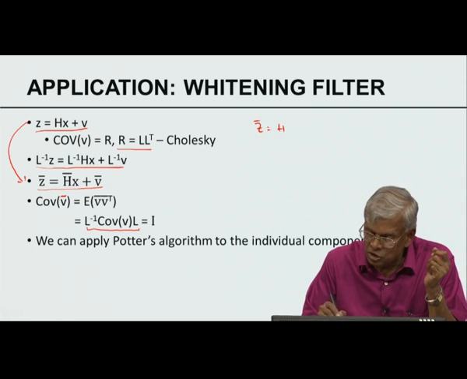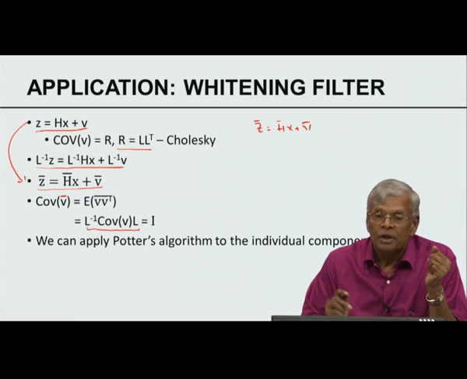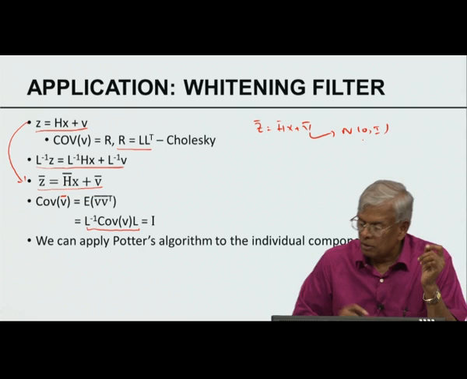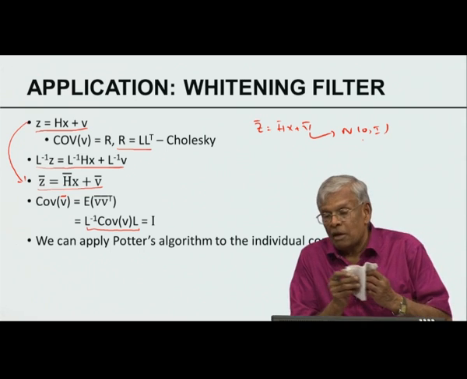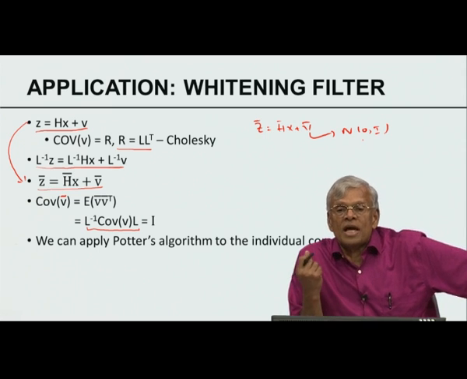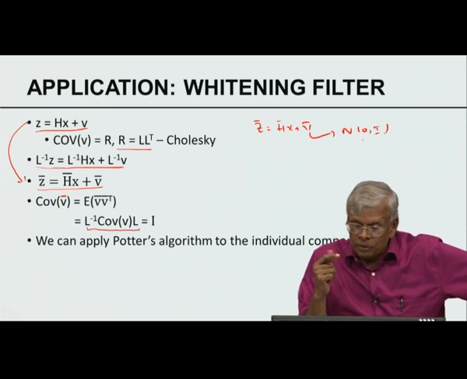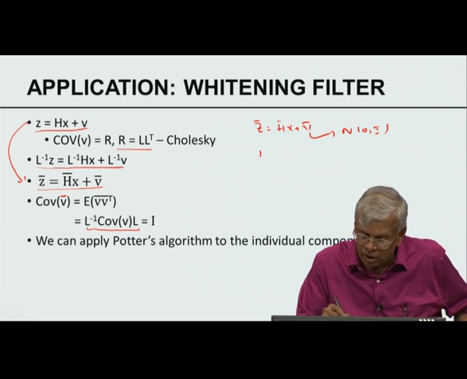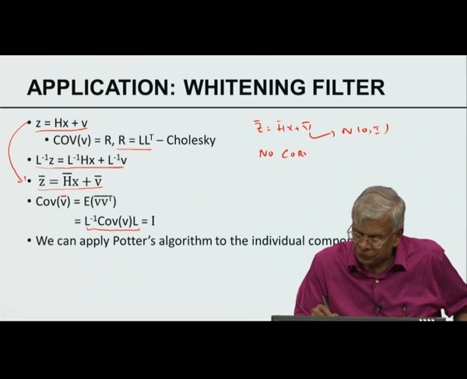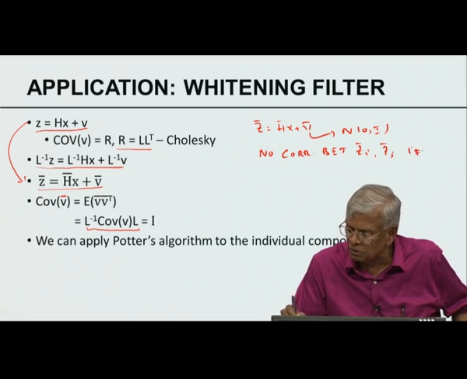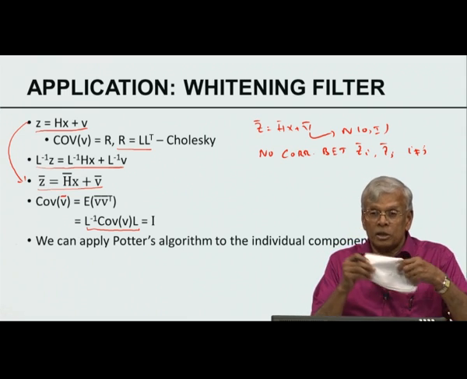Z bar is equal to H bar X plus V bar. V bar is a normal noise vector with 0 mean, and I as the identity matrix as the covariance. Therefore, there is no correlation between Z bar i and Z bar j, when i is not equal to j.